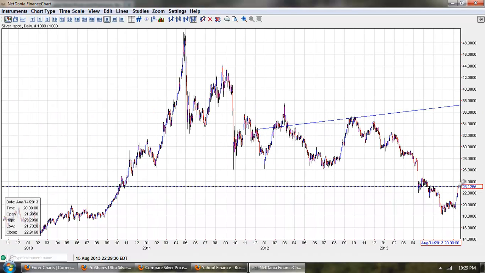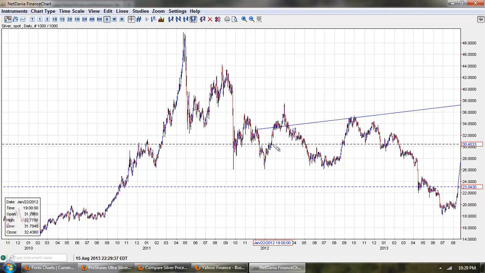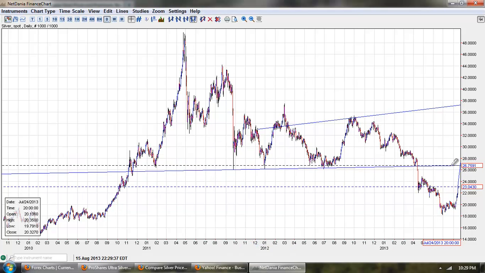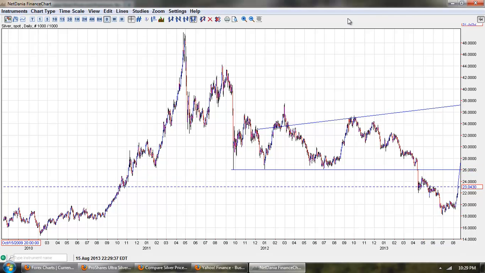So it's quite possible that we could get another very large move in just a couple of days, and run right up here and test this $26 level. And then we'll have to wait and see what happens.